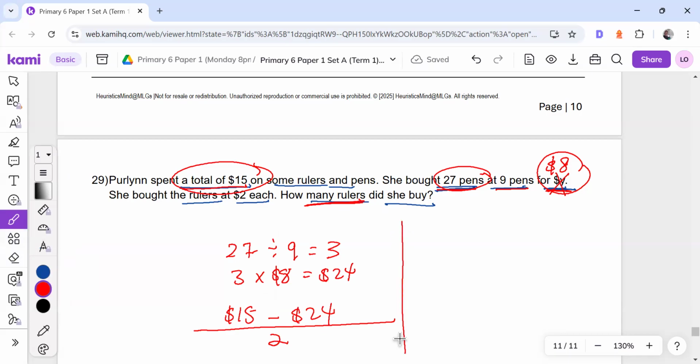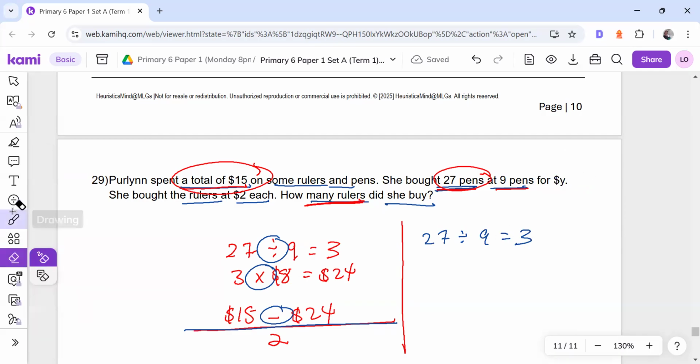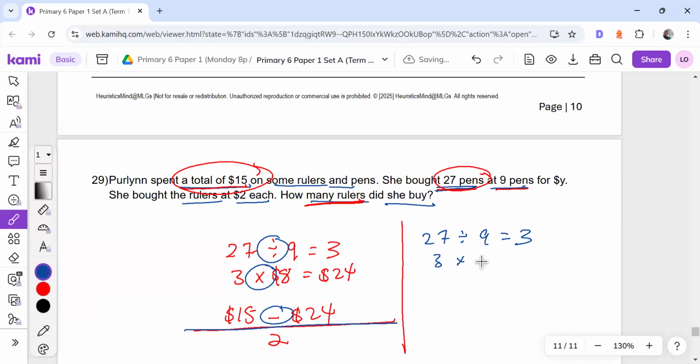So now we convert. We copy, and copy the divide. This is called divide. So 27 divide by 9. I still get 3. And no more $8 already. And then 3 times y. You get 3y. Copy the step, divide, then times.